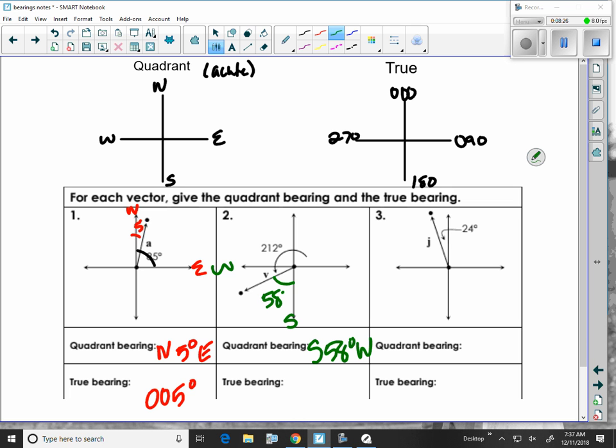Okay. True bearing. Our true bearing is the degrees from north. So if we're from north, we want to figure out how many degrees that is until we get here. How would I figure out those degrees? Say it again. 180 plus 58. Anybody have a different way of finding it?